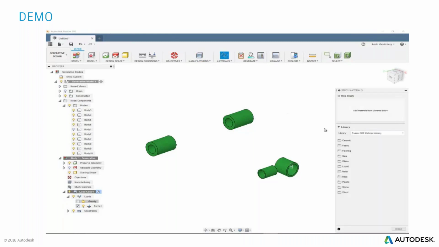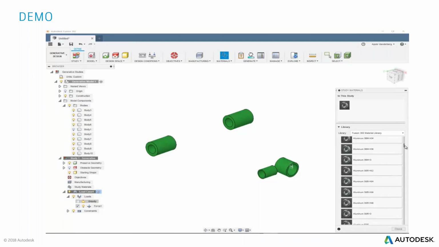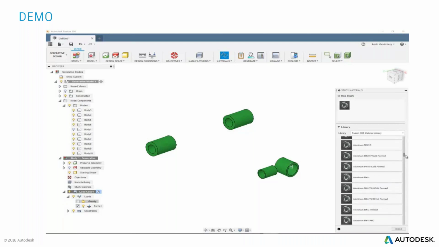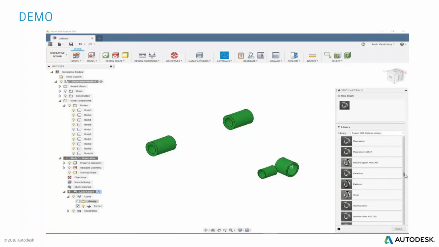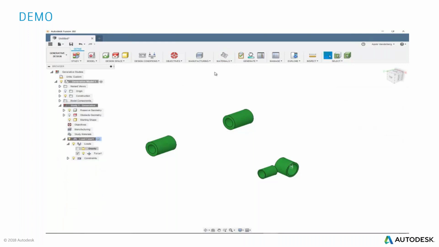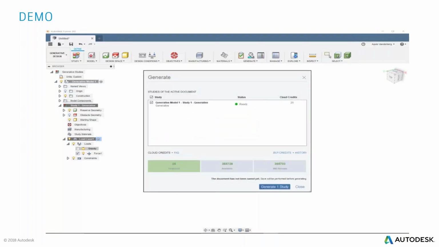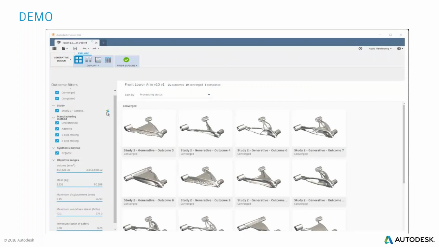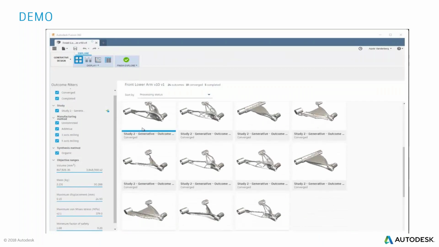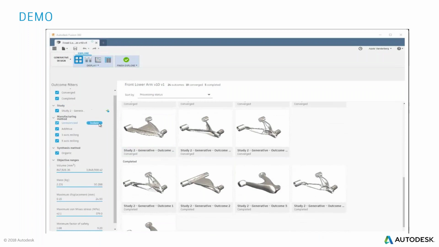A lot of times we might be looking at the existing materials or variations of existing materials, but it doesn't hurt to maybe try something that's completely atypical. If this is a suspension component, we could still try plastic just to get an understanding of how and where those loads would get transferred between all these preserved regions. Fusion will give you a model check to let you know that everything is good, and then we can go ahead and generate.